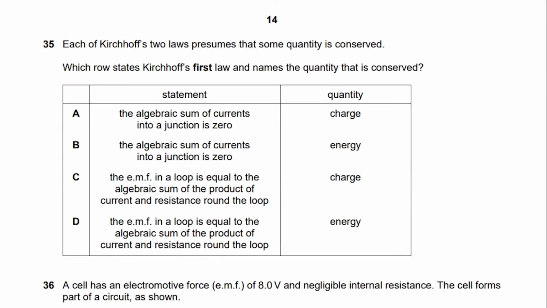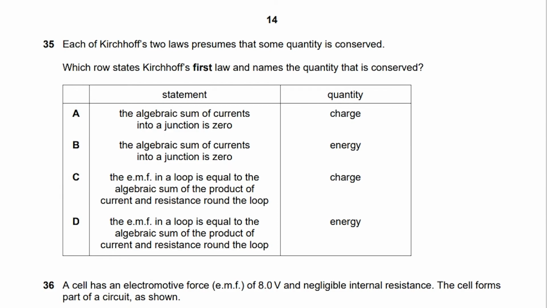Question number 35. Each of Kirchhoff's two laws presumes that some quantity is conserved. Which row states Kirchhoff's first law and names the quantity that is conserved? Now, Kirchhoff's first law is related to current, and Kirchhoff's second law is related to potential difference and EMF.